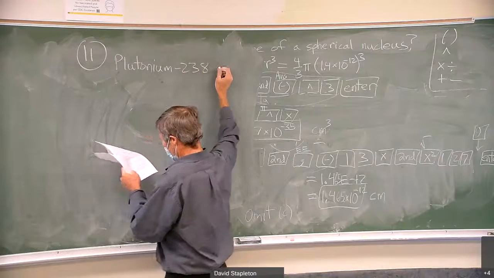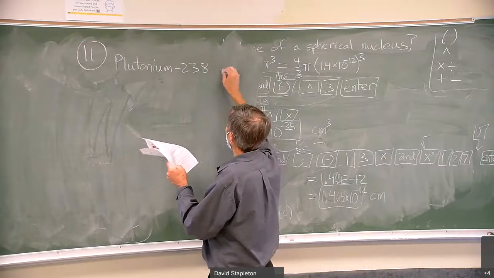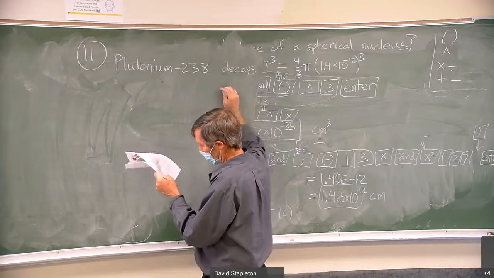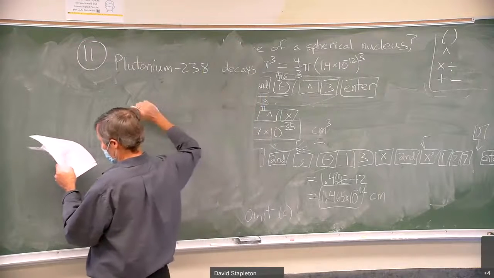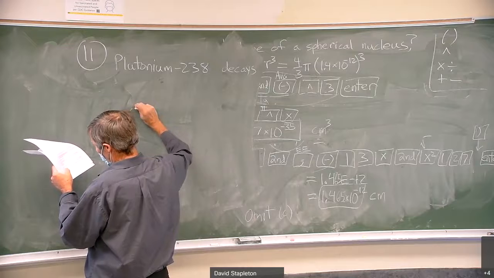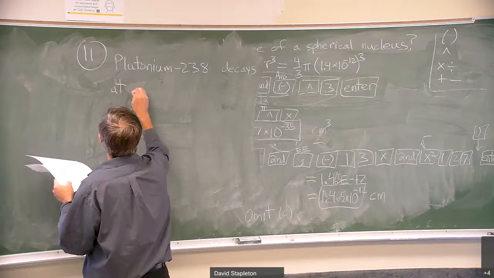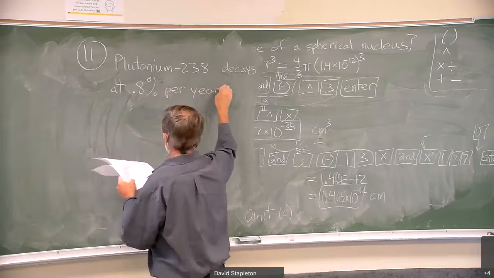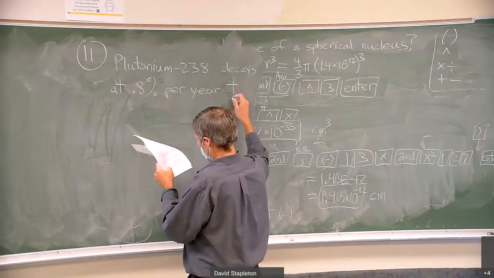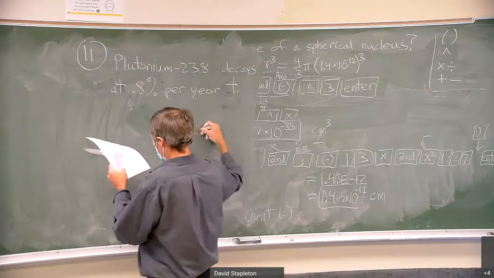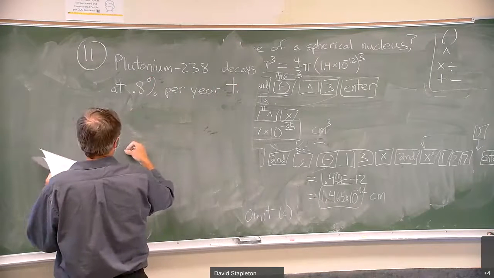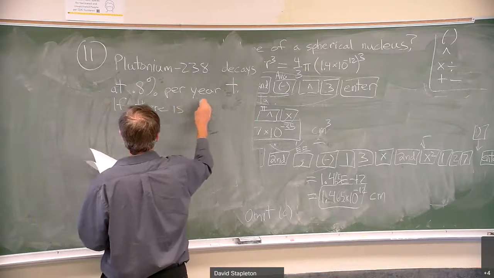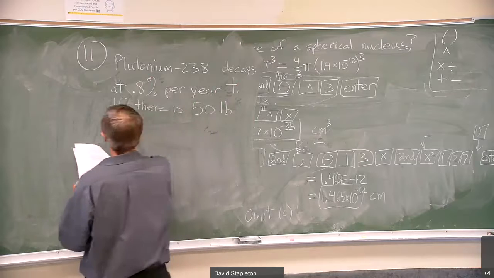Plutonium 238 is a radioactive element that decays over time into a less harmful element, one that doesn't have radiation, at a rate of 0.8% per year. A power plant has 50 pounds of plutonium to dispose of. So we'll say there is 50 pounds of plutonium.